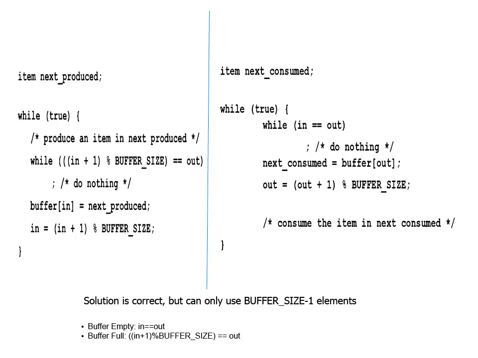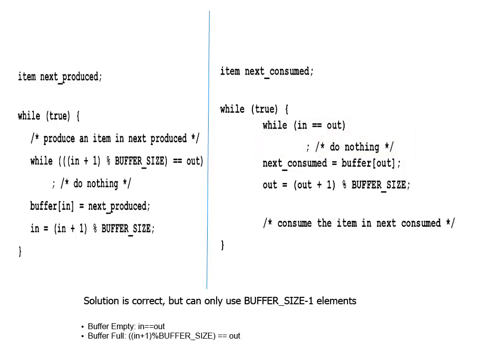Let's take a look at the consumer process. It also has an outer while loop, so it's a producer-consumer process. Then inside we have an inner while loop: while in equals out, and a semicolon. This semicolon is important. When in equals out, for example, both in and out are 0, that means the buffer is empty. So it does nothing. It just keeps looping without doing anything, because the while is an empty loop.